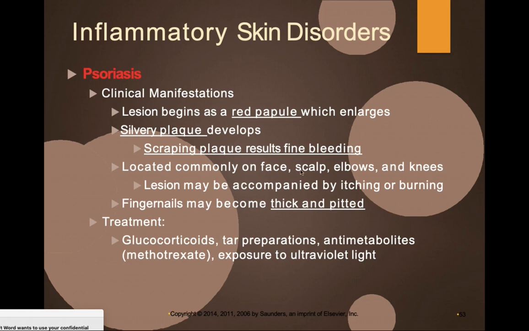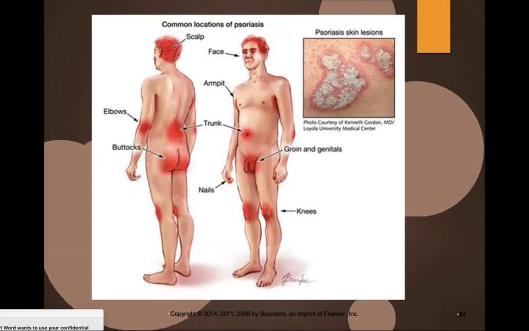You'll see this around the scalp, the elbows, the knees. It can itch. And you can also see some signs along the fingernails where they become thick and pitted. These are treated with glucocorticoids. Sometimes they'll use UV light and methotrexate, which is in the category of the anti-metabolites. These are some of the areas that you can see.